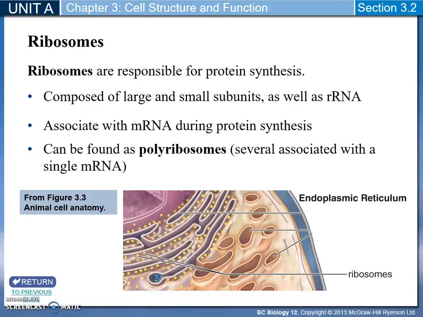Ribosomes are responsible for protein synthesis, so this is where protein synthesis takes place. They are composed of large and small subunits as well as ribosomal RNA. They associate with messenger RNA, mRNA, during protein synthesis, and so can be found as polyribosomes, in which several are associated with a single messenger RNA. So you can see here that you find the ribosomes on the endoplasmic reticulum right adjacent to the nuclear envelope.